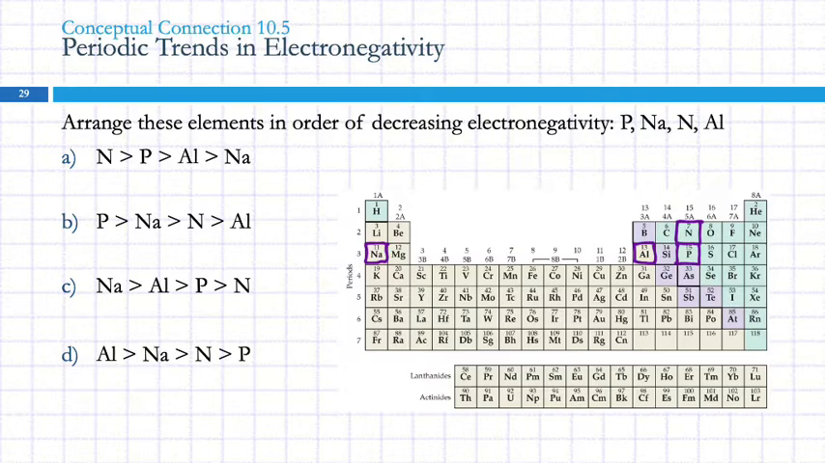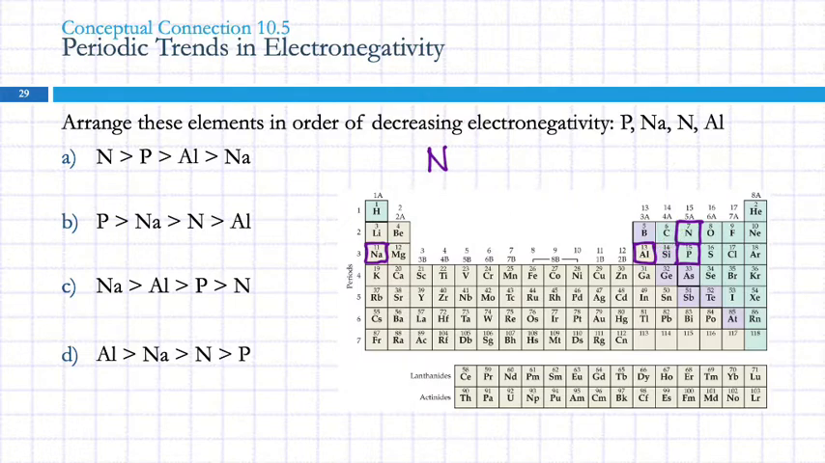So decreasing electronegativity. Let's find the one that's most electronegative. Who is closest to fluorine? Nitrogen. Nitrogen is closest to fluorine. So nitrogen is the biggest. Oops, that's not at all what I meant to do. Nitrogen is the biggest. And so that's that one.